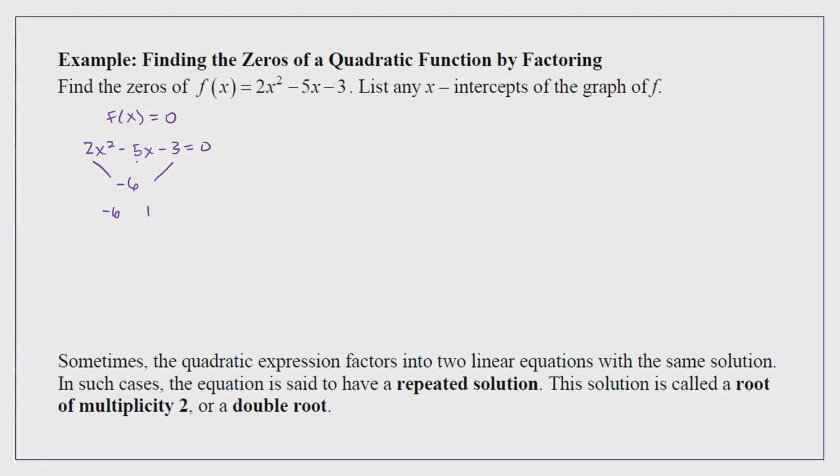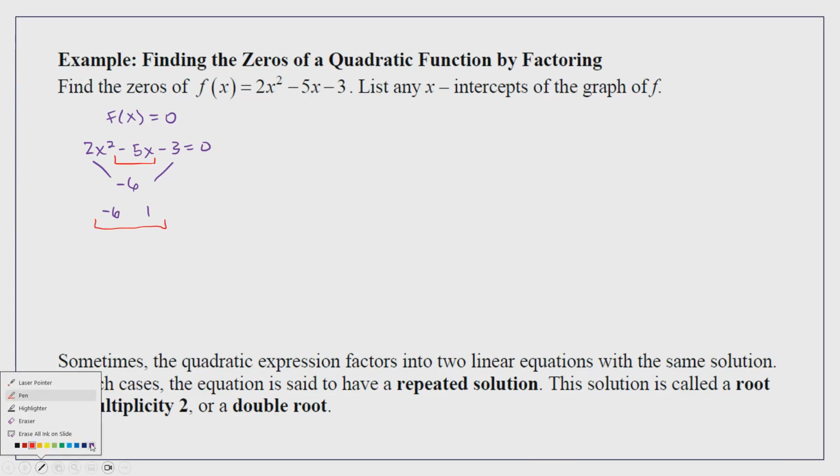Okay, so I can now rewrite this quadratic equation where my negative 5x is now split into two terms.